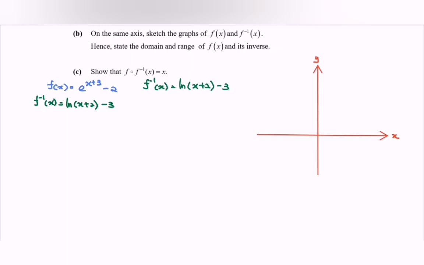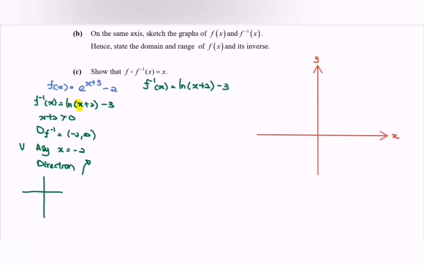So let's focus on the domain. We have x plus 2 greater than 0. So the domain for f inverse will be -2 until infinity. At the same time, we have the vertical asymptote, x equals -2. Step number 3, focus on the direction. Focus on the coefficient of x, which is positive.